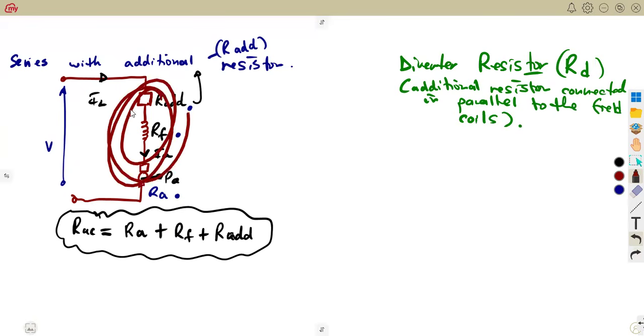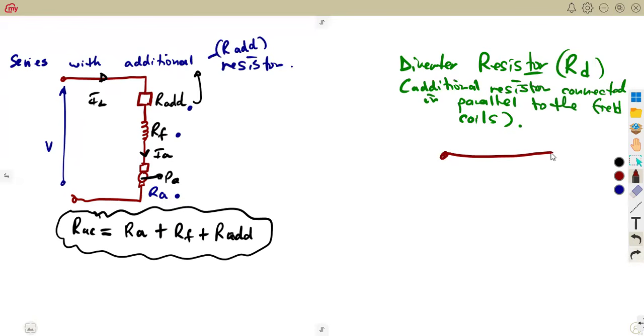So in a series consideration like what we had, this additional resistor is not here. It is parallel to the field. That is what you're simply having. So it's going to be like this. You have your field winding as usual. This is your field as usual, the part of the armature, this and that. This part is just going to remain as it is. But the field is where we are going to have a connection in parallel with an additional resistor like this. This is our diverter resistor. That's how it operates. It is connected in parallel.